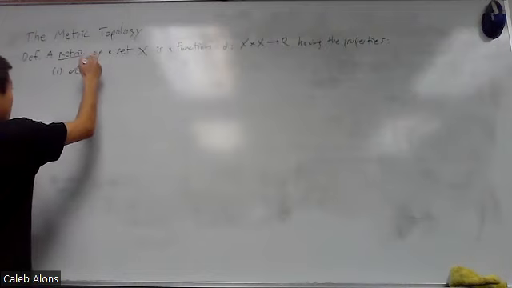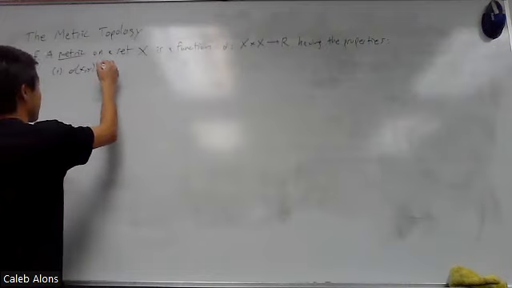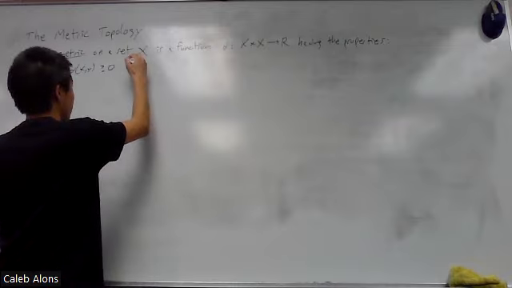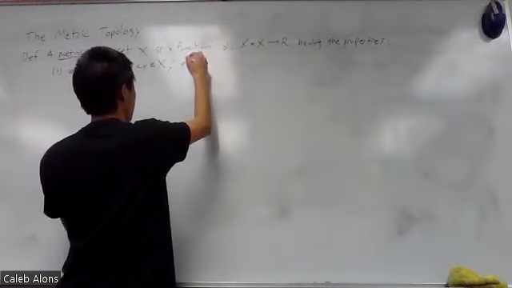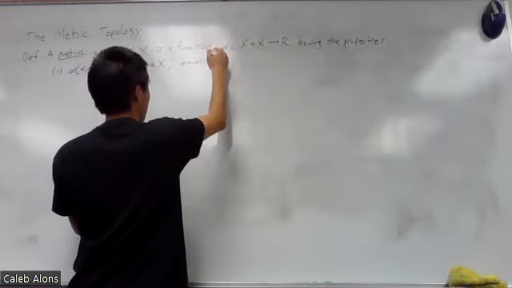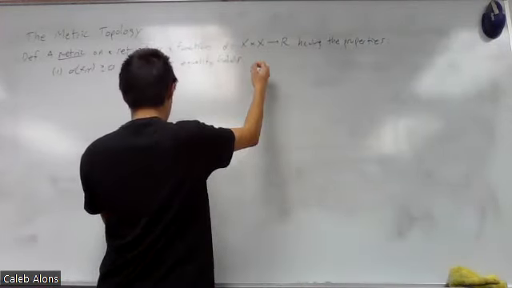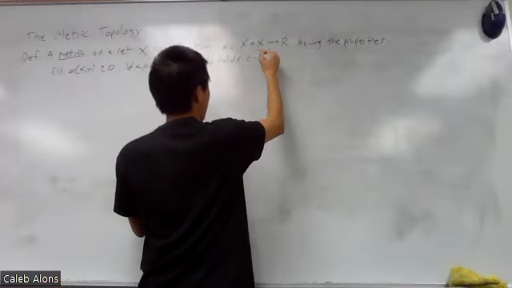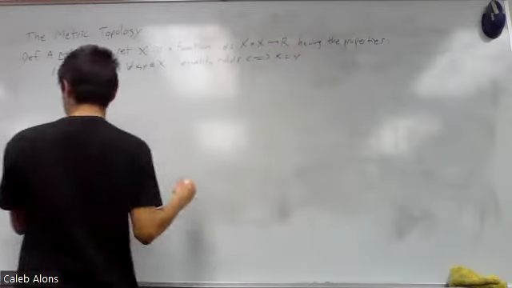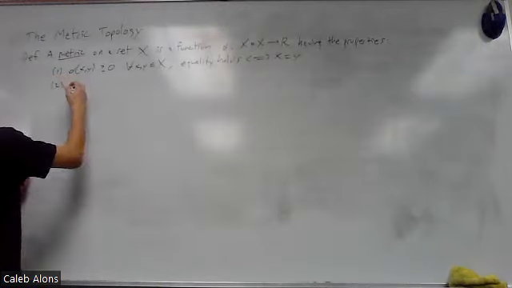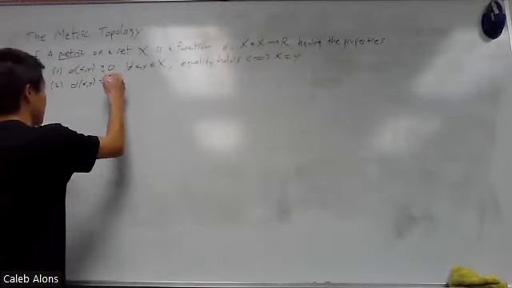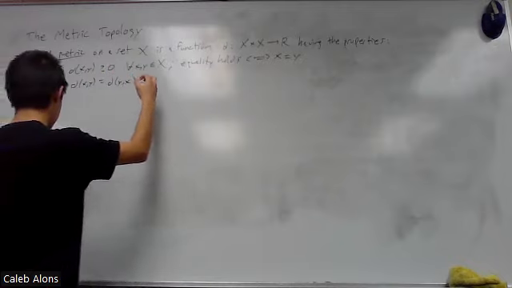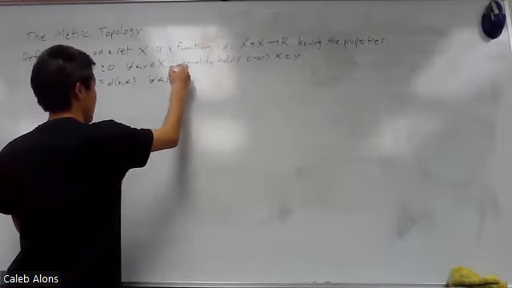d(x,y) is going to be greater than or equal to 0 for all x, y in X, where the equality holds if and only if x is y. And then secondly, we want d(x,y) to be equal to d(y,x), for all x, y in X.